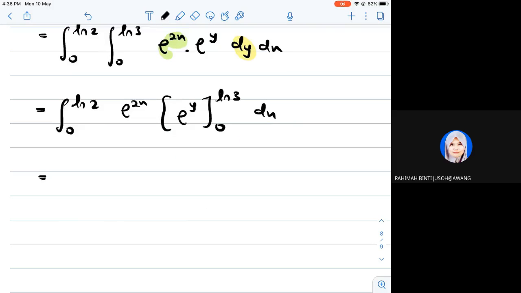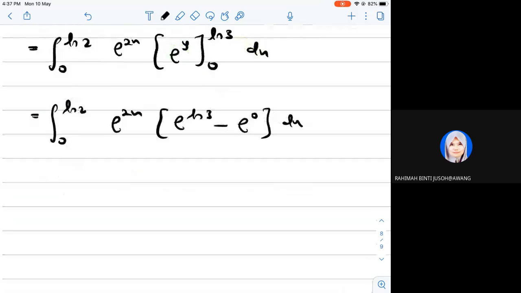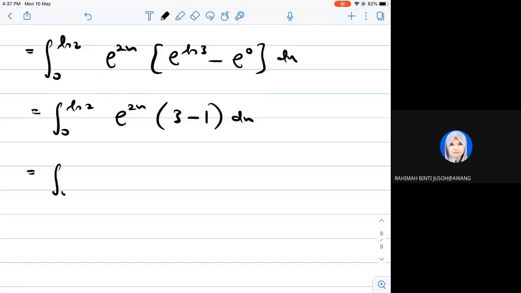Okay. So now 0 until ln 2 exponent 2x, substitute ln 3. So exponent ln 3 minus exponent 0 dx. So we will have 0 ln 2 exponent 2x. Exponent ln 3 is 3 minus exponent 0 is 1. So dx, it becomes 3 minus 1, 2 exponent 2x dx. Okay guys, so now take the 2 out. Integrate exponent 2x, the 2 goes down, these two. So exponent 2x over 2 like this.